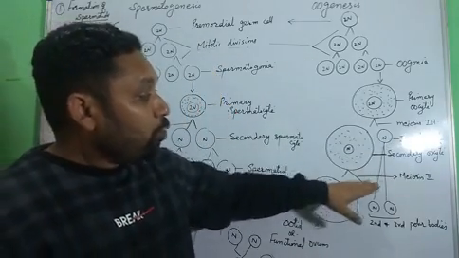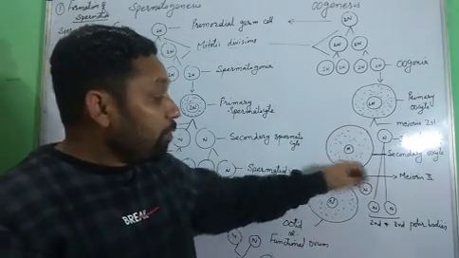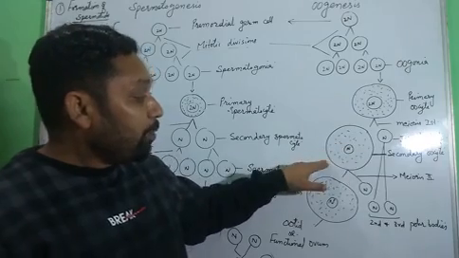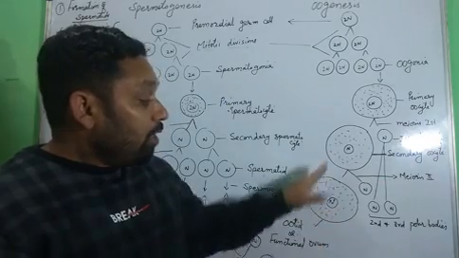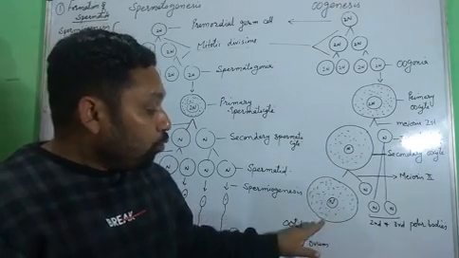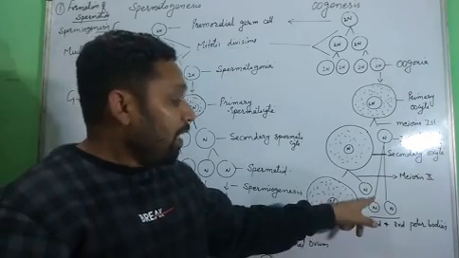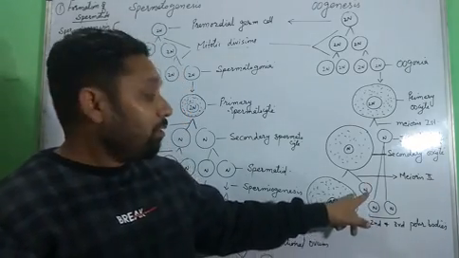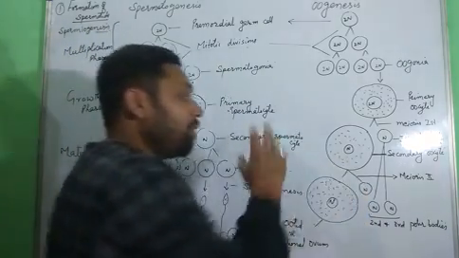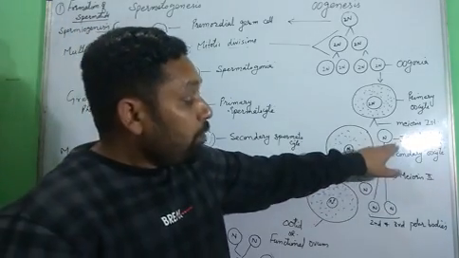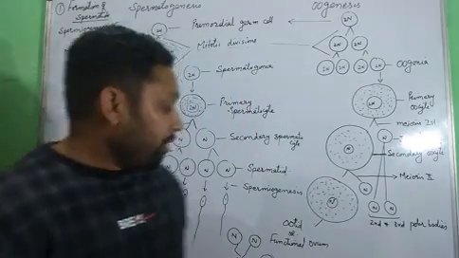Meiosis first is followed by meiosis second, which is equational division. Here the secondary oocyte undergoes meiosis second to form a functional ovum and a smaller polar body. Here also unequal division of the cytoplasm occurs. The first polar body also undergoes meiosis second to form second and third polar bodies.